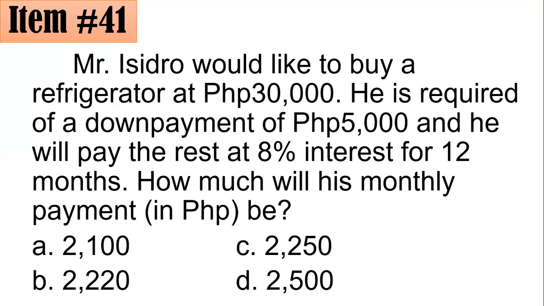41. Mr. Isidro would like to buy a refrigerator at 30,000 pesos. He is required of a down payment of 5,000 pesos and he will pay the rest at 8% interest for 12 months. How much will his monthly payment in Philippine pesos be? Should it be 2,100, 2,220, 2,250, or 2,500? So many of you answered letter C. Let's see if that's correct.